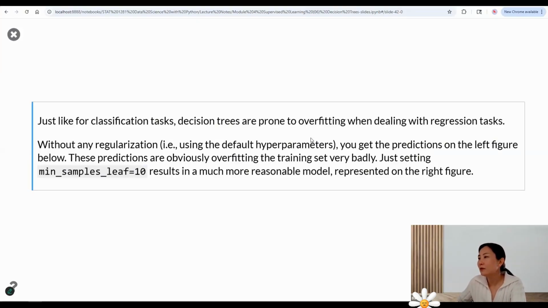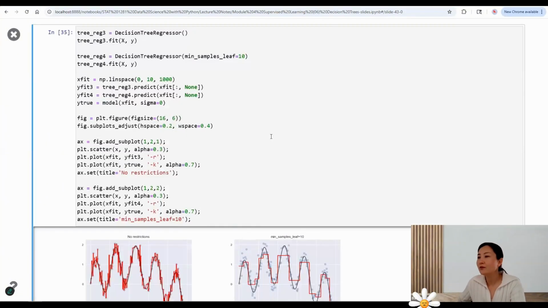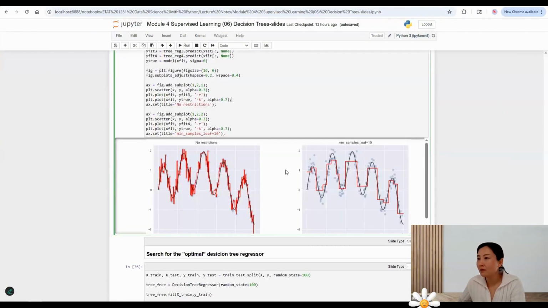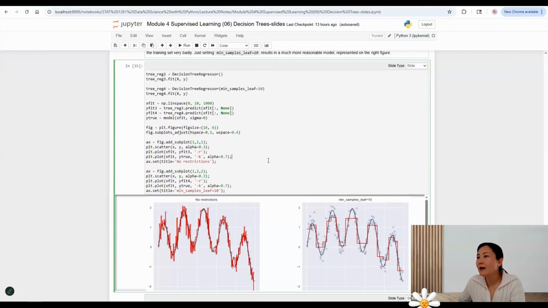Decision trees are prone to overfitting again. Usually, when we try to regularize the decision tree, we only need to regularize one hyperparameter, because all of the hyperparameters are related somehow. You don't have to regularize all of them. For our problem, because we only have one x variable, we can just choose to optimize one hyperparameter.